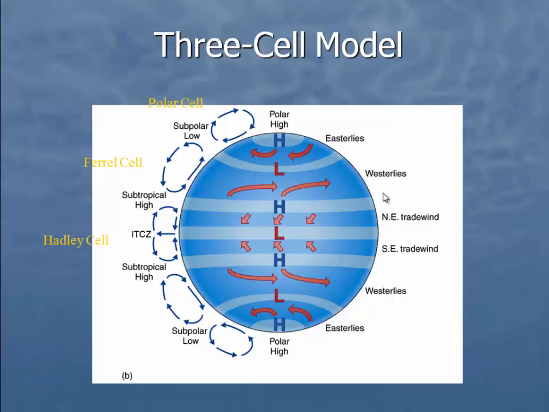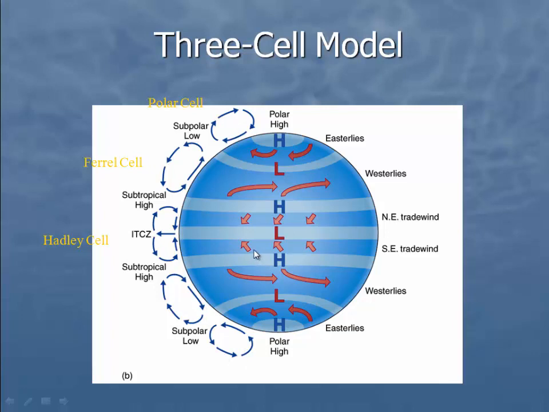Okay. So this is the full depiction of the 3-cell model. You can see your Hadley cells here. We have the Ferrel cells between 30 north and 60 north, and 30 south and 60 south. We also have the polar cells from 60 north to 90 north and 60 south to 90 south.